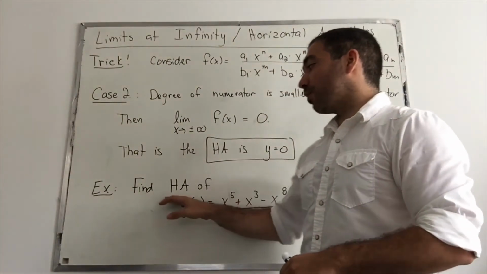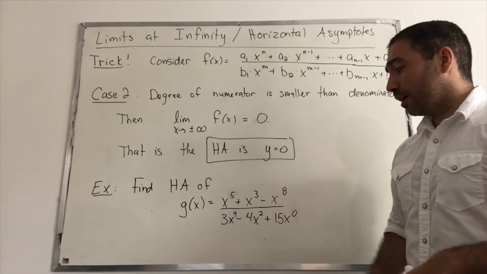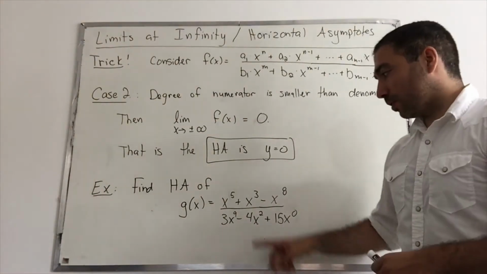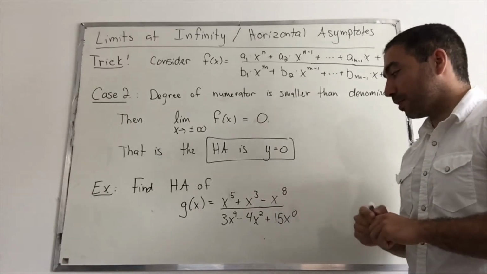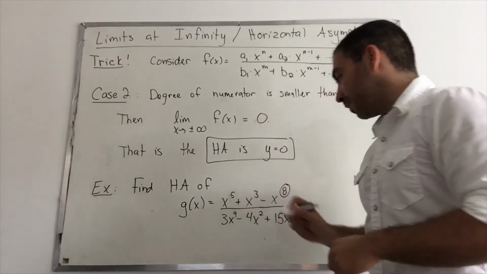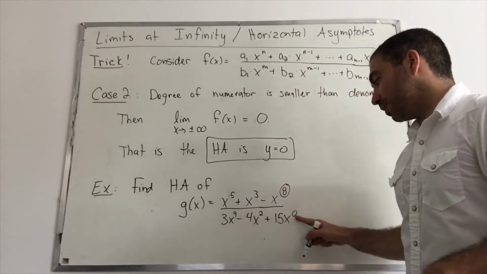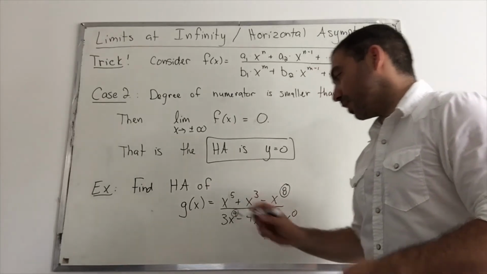So in this example, find the horizontal asymptote of this function again. All we're doing is we're looking at the exponents. So looking at the exponents here, we have 5, 3, and 8. The biggest one is 8. So you're always looking at the biggest exponent. And on the bottom, we have 9, 2, and 0. So the highest exponent is 9.